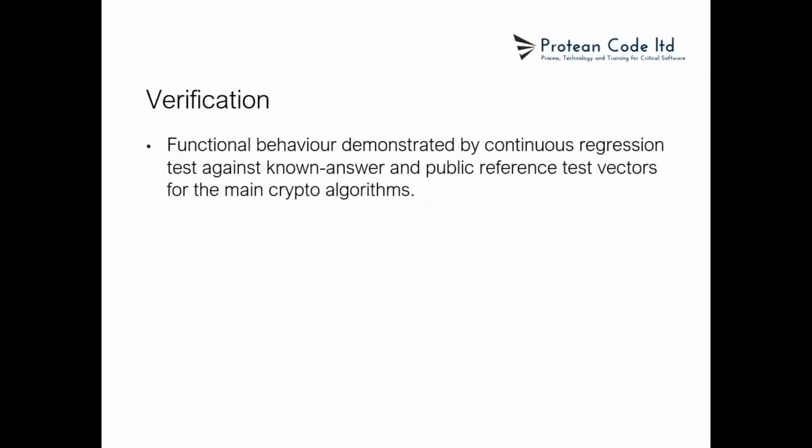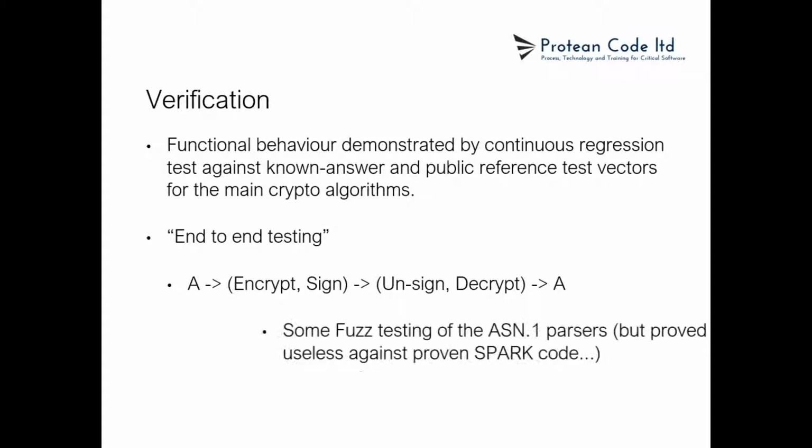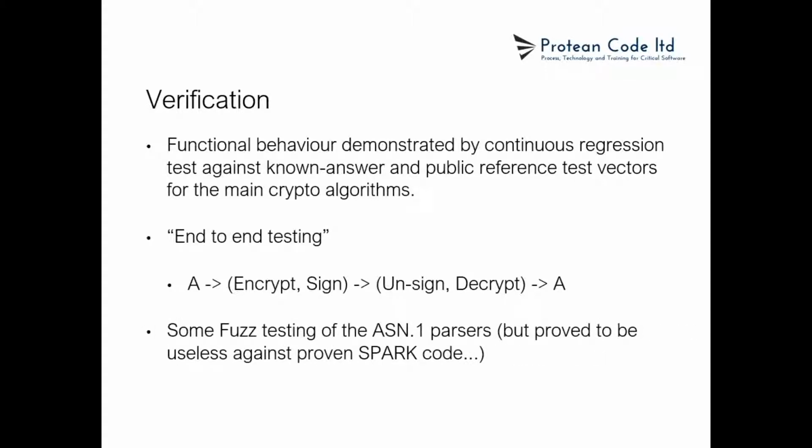What else do we do? We did a lot of the usual stuff: regression testing against the crypto algorithms, which thankfully have very good specs and very well published known answer tests and reference test vectors. So we used those. We did a lot of end-to-end testing. You take data, you encrypt it, sign it, unsign it, decrypt it. Do you get back the same data? Pretty obvious. And we did some fuzz testing against the parser.